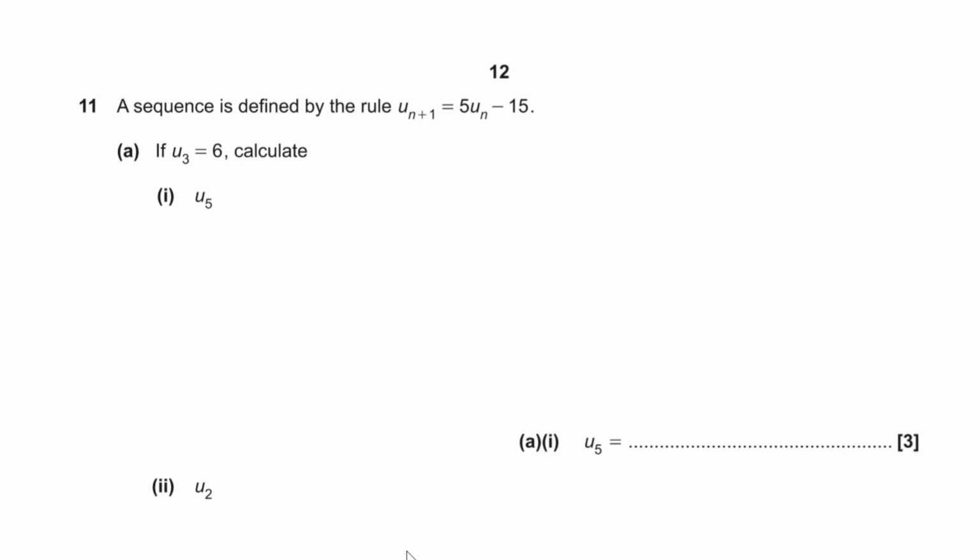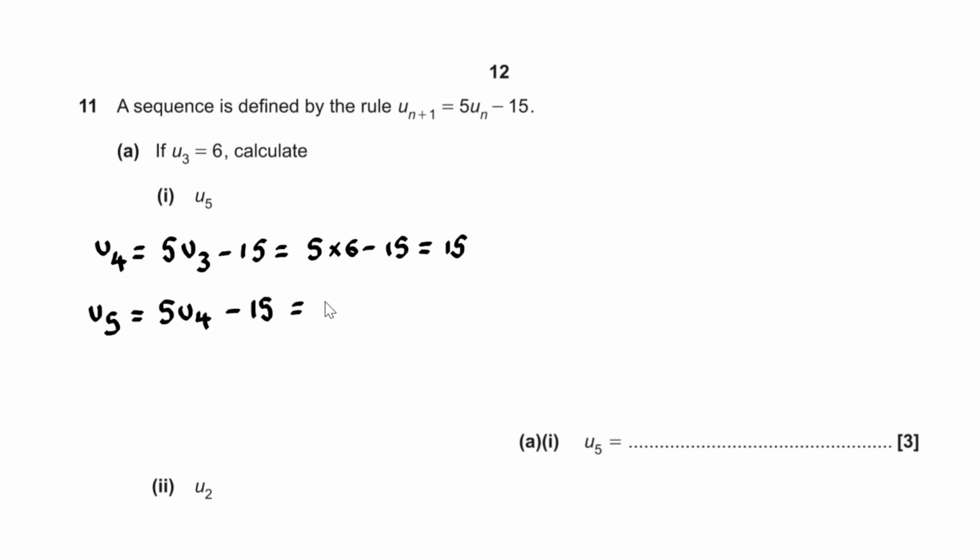Question number 11. A sequence is defined by u(n+1) equals 5un minus 15, and we're given that u3 is equal to 6. We have to calculate u5. Well, before anything else we need to calculate what u4 is. u4 is equal to 5 lots of u3 minus 15, so 5 times 6 minus 15, which is just 15. Therefore for u5, we'd have 5 lots of u4 minus 15, so 5 lots of 15 minus 15, which is 60. So u5 is equal to 60.